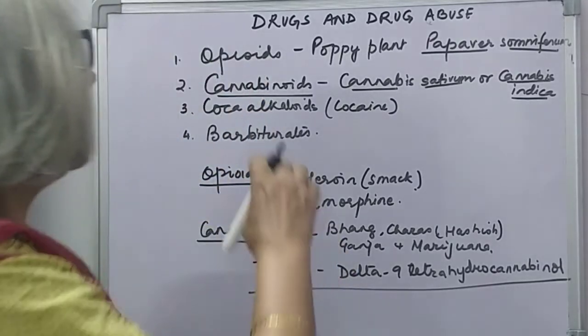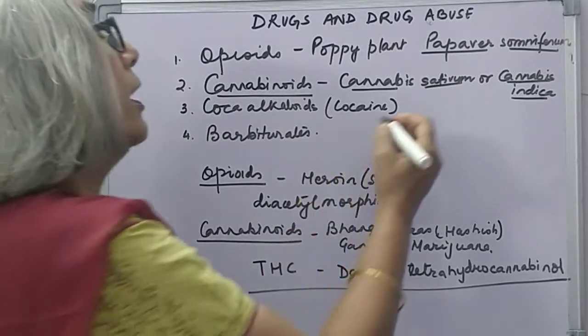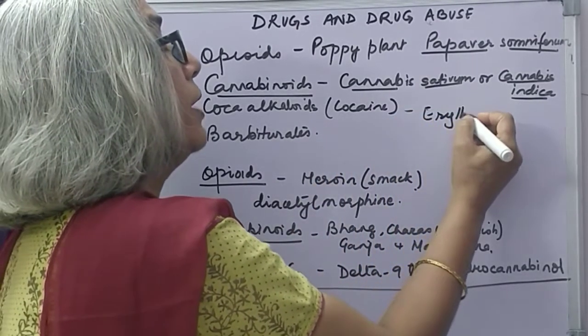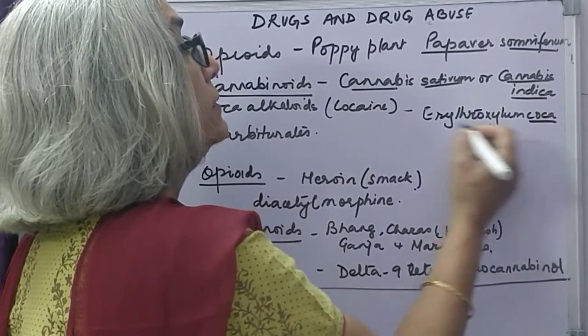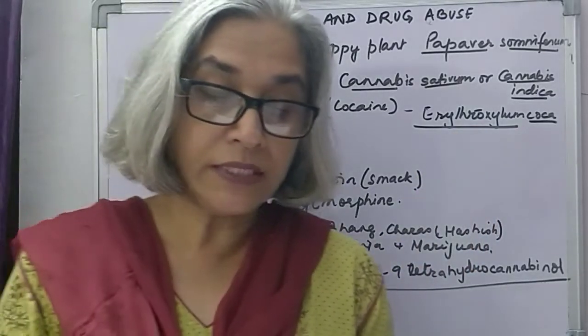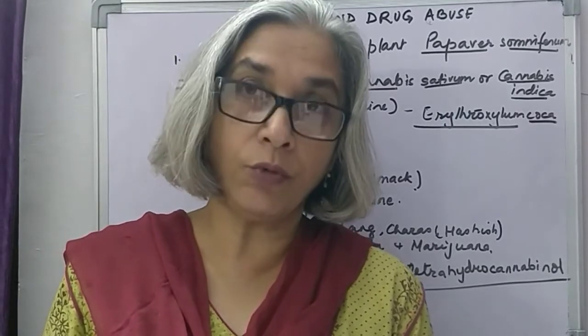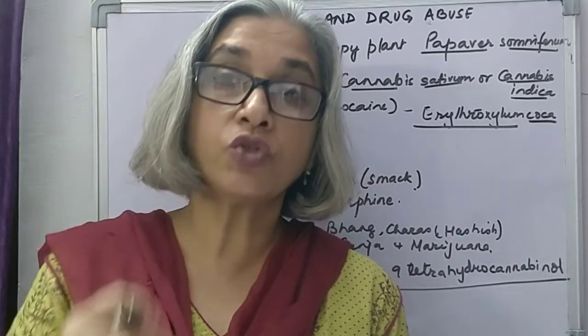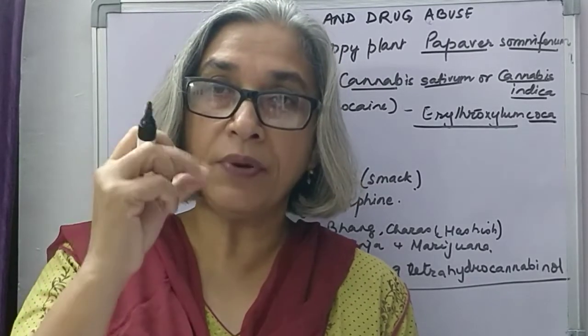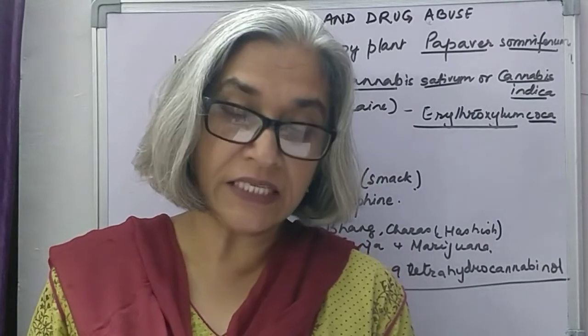Then the third group is coca alkaloids called cocaine, which is obtained from Erythroxylum coca. The plant is Erythroxylum coca. These are obtained from the coca plant called Erythroxylum coca. It has an aromatic and a bitter taste. The powder can be sniffed or snorted through a straw or paper that is rolled, and it affects the nasal membranes. Cocaine interferes with the transport of the neurotransmitter dopamine.